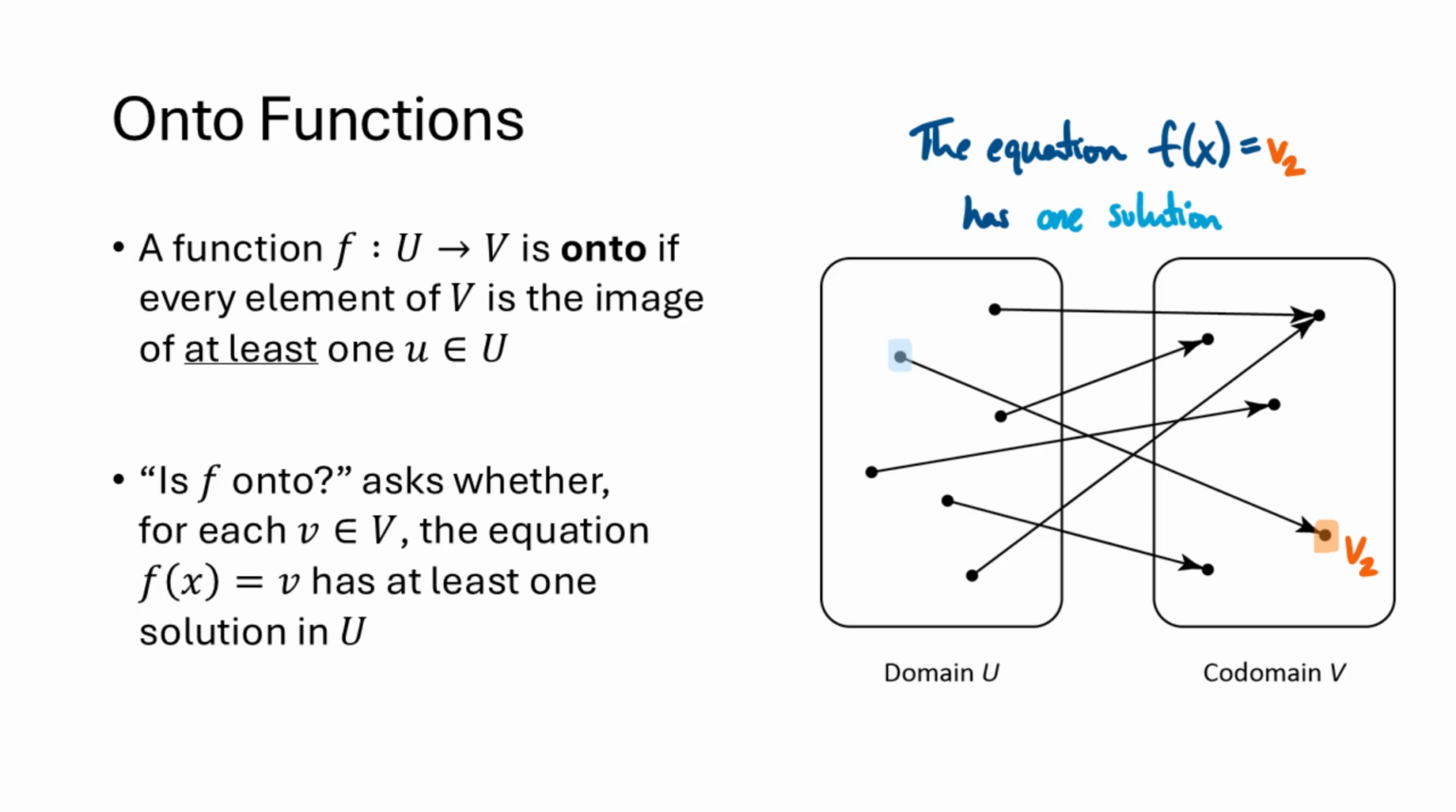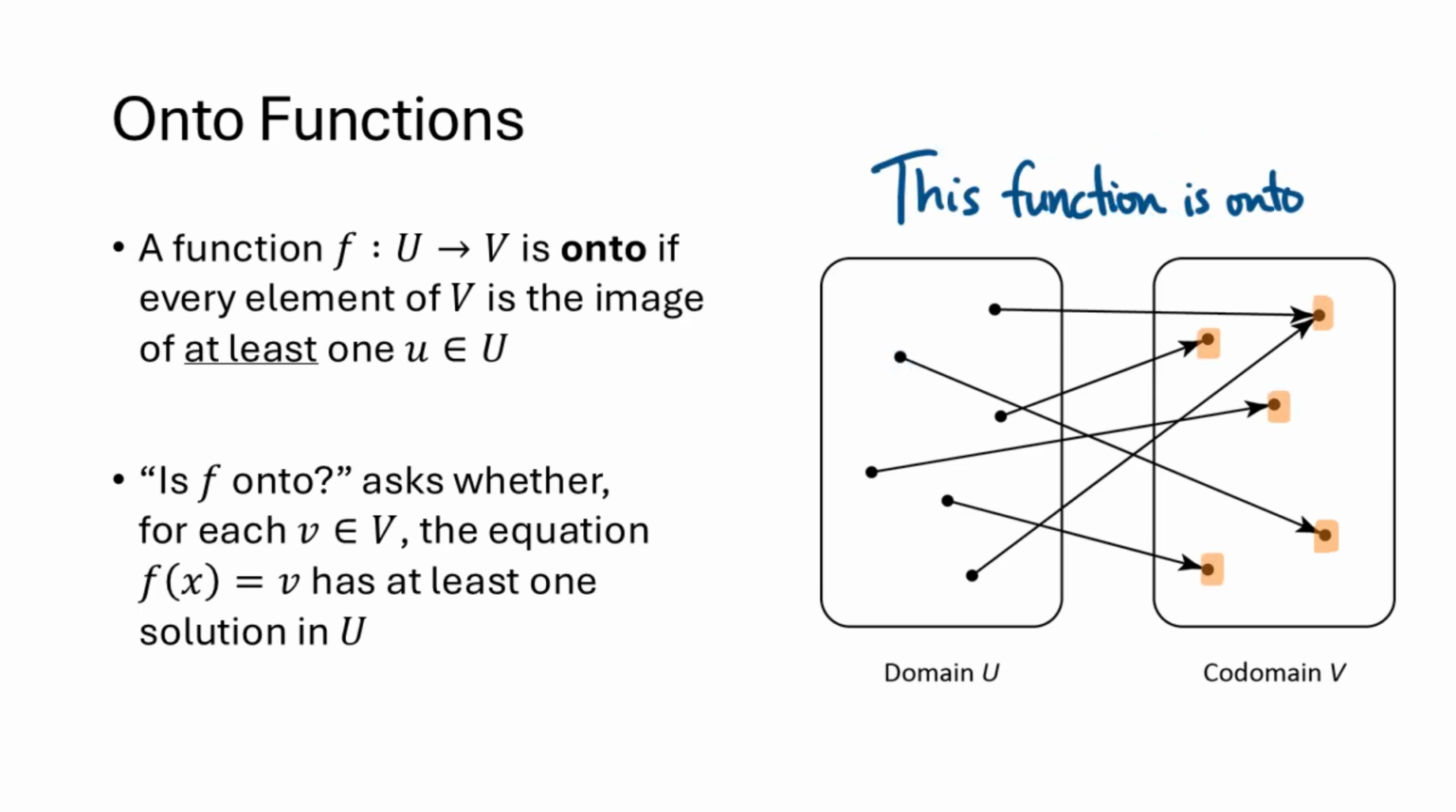So what we're looking for when we're asking whether the function is onto is whether the equation f of x equals v always has at least one solution in u for every codomain element v. In this case, we look at this picture and we see that for each codomain element, there's at least one arrow pointing to each codomain element, and so this function is onto.